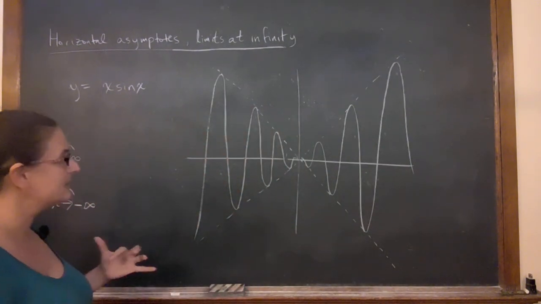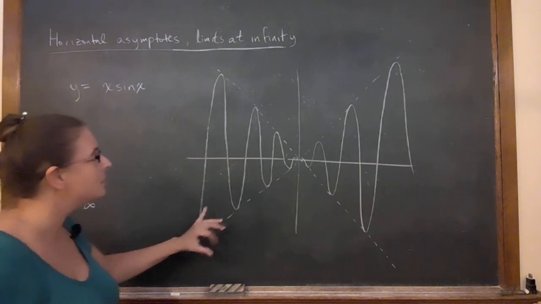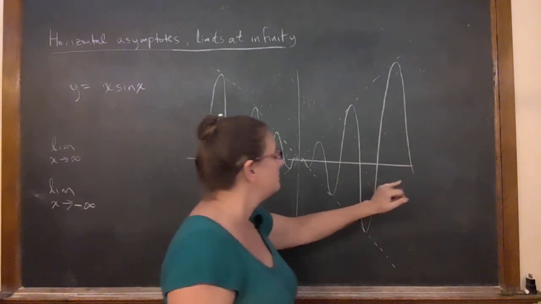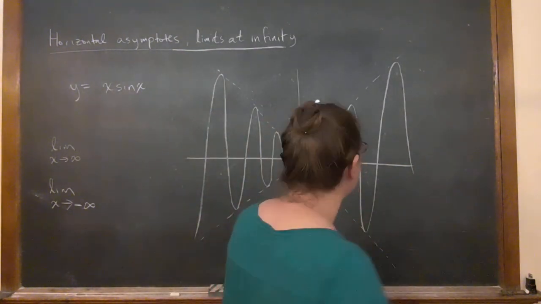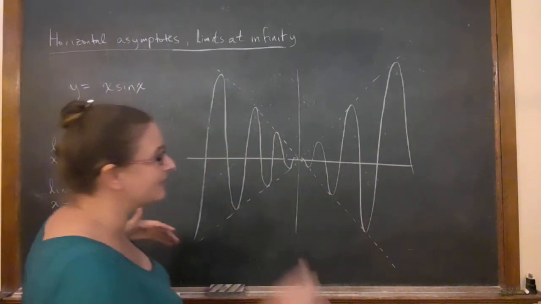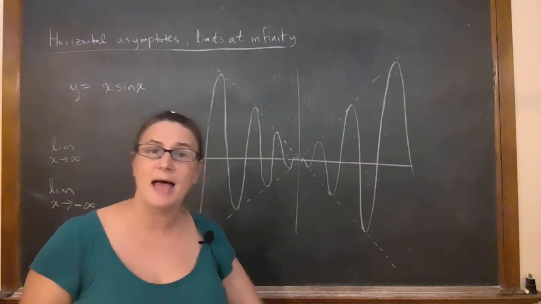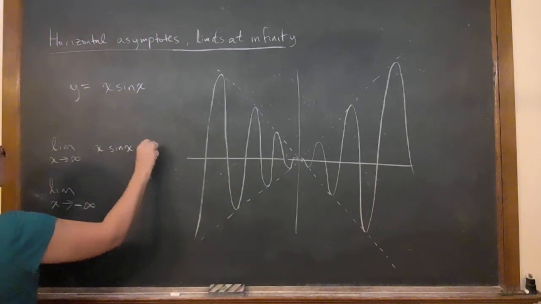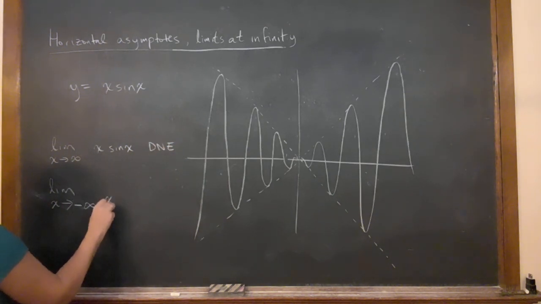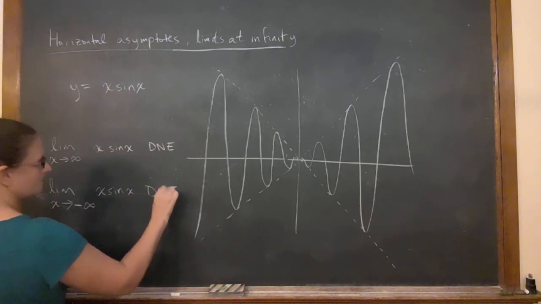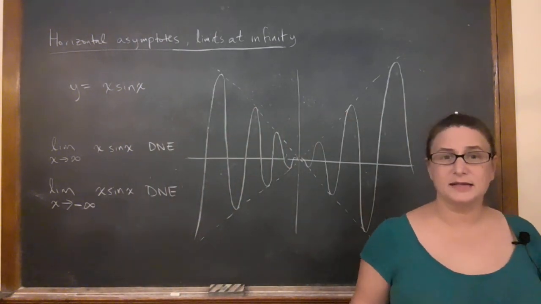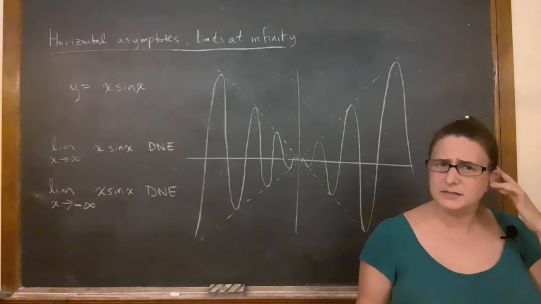But in any case, here you have a situation where it's definitely going to 0 at 0, but as I go off to infinity, it's growing. Not only is it bouncing back and forth, but it's basically bouncing back and forth between positive and negative infinity. So the best I can say is does not exist in this case. All right. Okay. I think I covered all the possibilities.